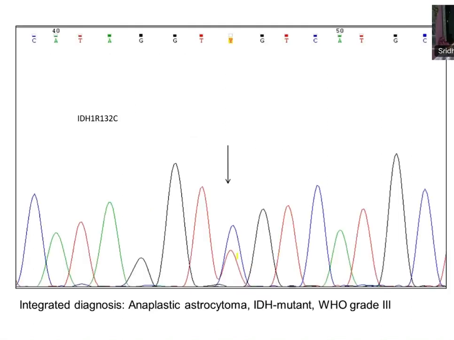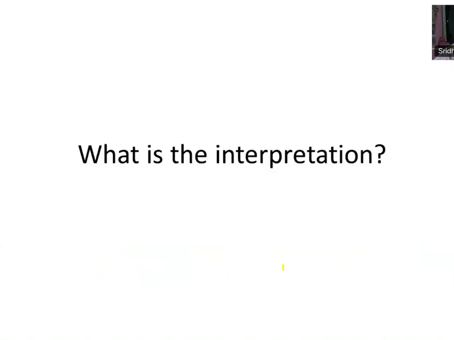So here you can see a heterozygous point mutation. Normally, in the place of C, two peaks are there. The C is the normal curve and you have a T red curve. It's a typical heterozygous point mutation, which is a variant type of mutation. Instead of CGT, it became TGT as the codon. It's a variant type 132C, IDH mutant.